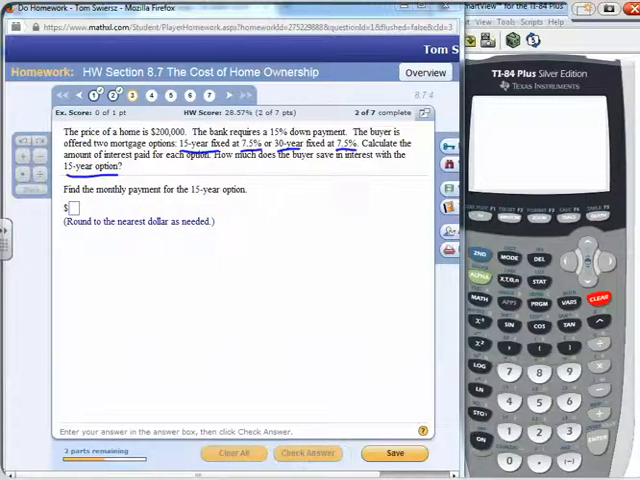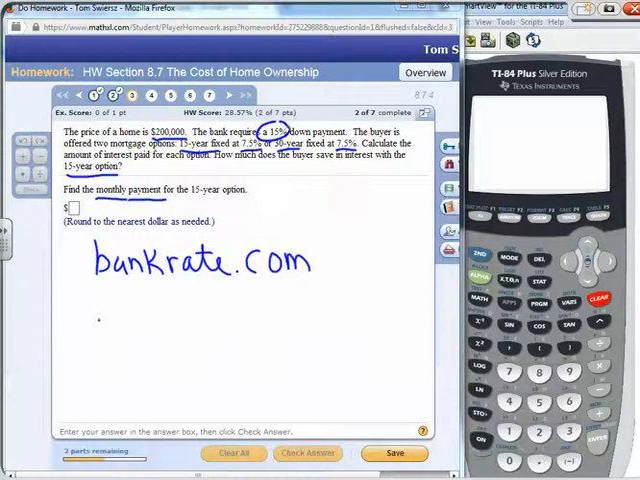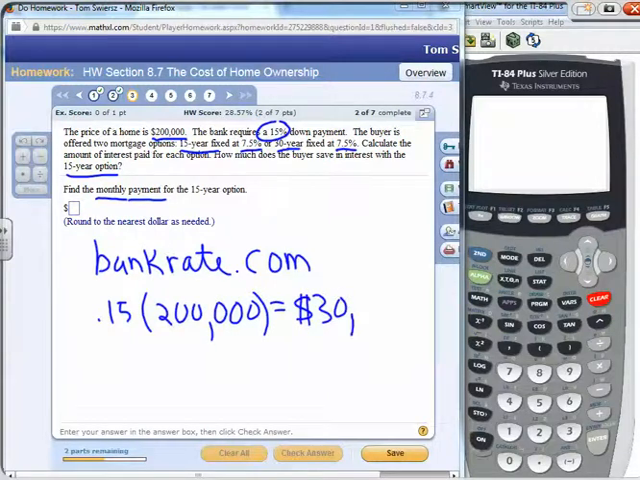So obviously we're going to save money with the 15-year option because it's less time. Okay, so the first thing we have to do is find the monthly payment for a 15-year option. Again, instead of using the formula, we can easily get the monthly payment by using bankrate.com. Now you need three things. You need the amount of the mortgage. Now notice the price is $200,000, but it's a 15% down payment. So 15% of $200,000 is, do it on your calculator if you want, $30,000.